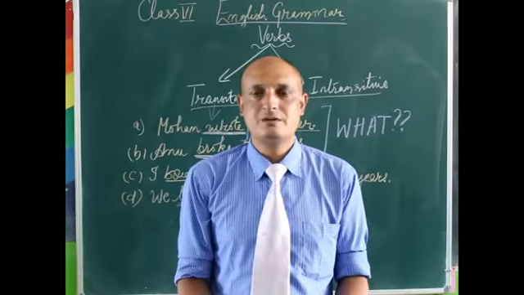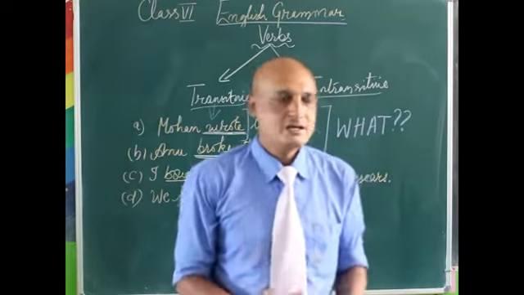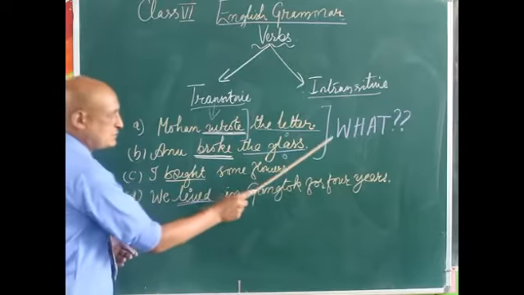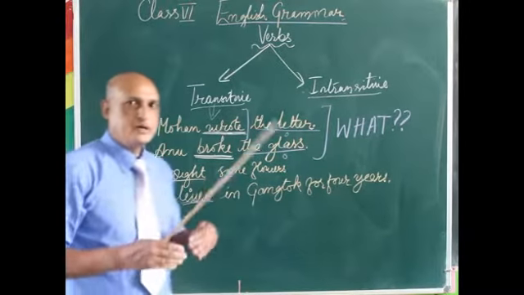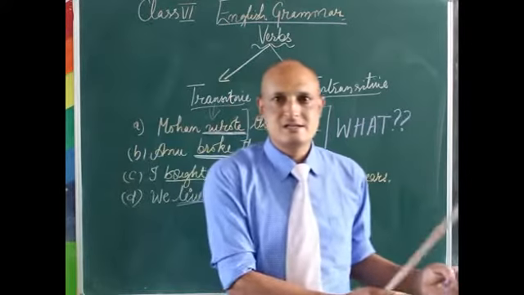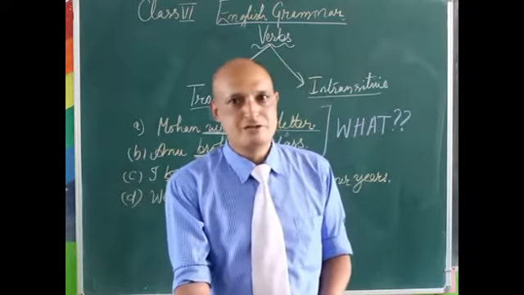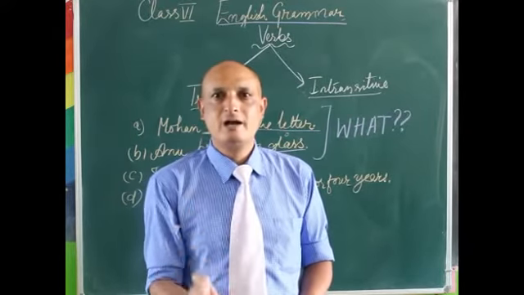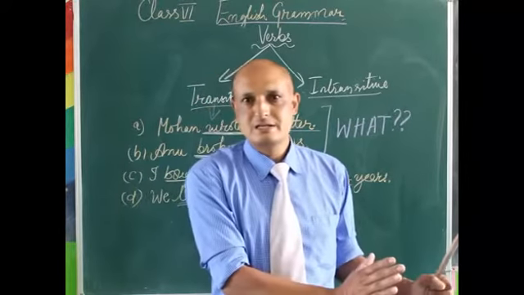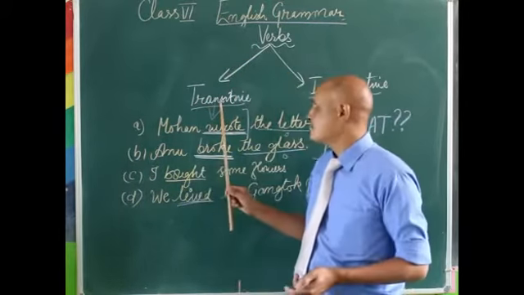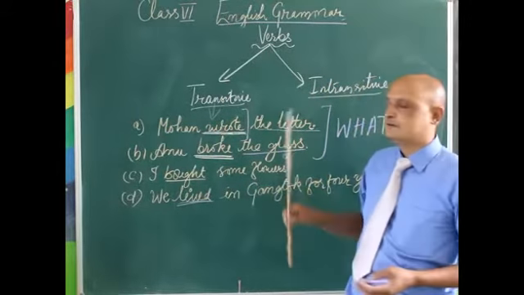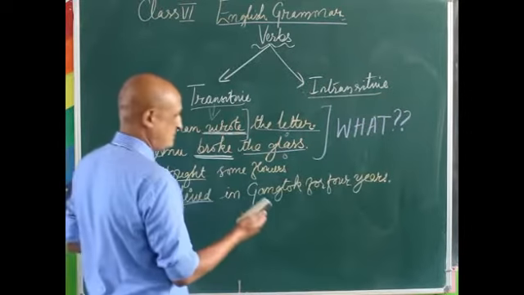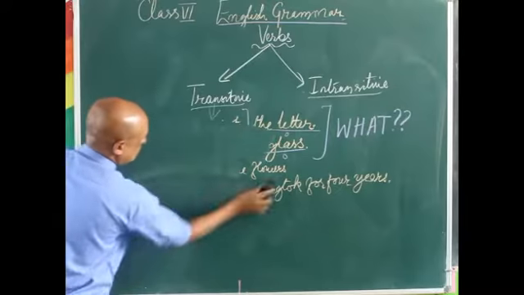How do you find out whether the verb is transitive or intransitive? By questioning what to the given verb. Once we question what to the given verb, we get an answer, and that particular answer is the object. It can be a direct object or an indirect object. So verbs which require an object to complete their meaning are called transitive verbs, and intransitive verbs are those verbs which do not need an object to complete the sentence. Is it clear or not clear?